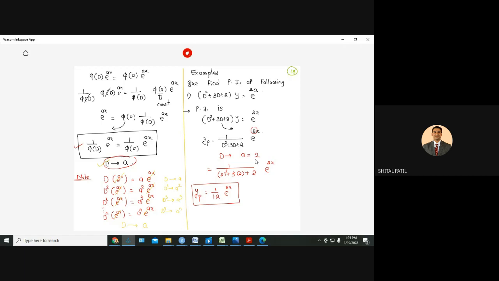समझ लो सबको? समझ में आएगा सबको? Okay. So just we have to replace d by a. That will be sufficient. We'll go to the next page. Can I change the page? Page number 19.